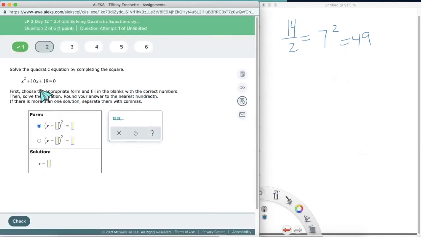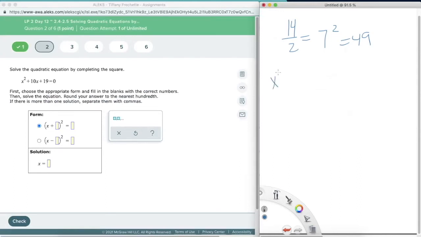So if I take this and I go x squared plus 10x, and I want to subtract 19 over to this side, so I'm going to have minus 19. And I left this open on purpose. I'm going to have plus a number, like this. So this just shows me I have some blanks to fill in. So I want half of that middle term, and then squared. So I'm going to have 25 and 25.